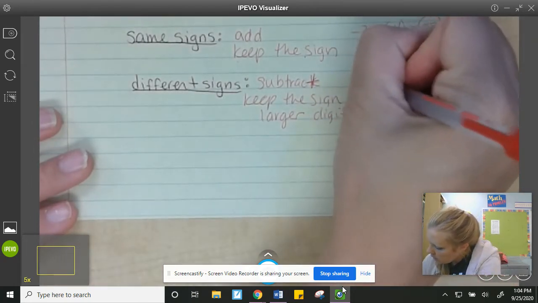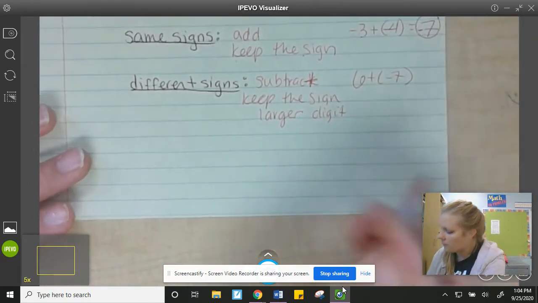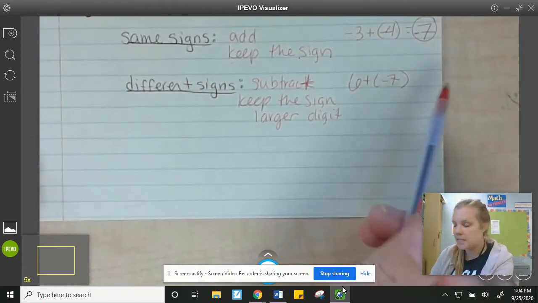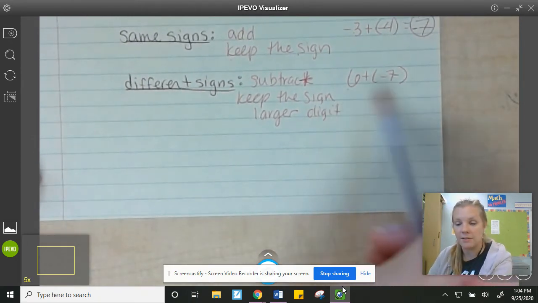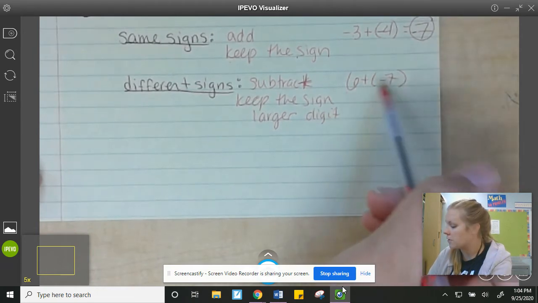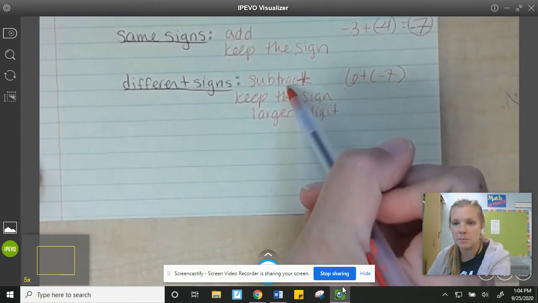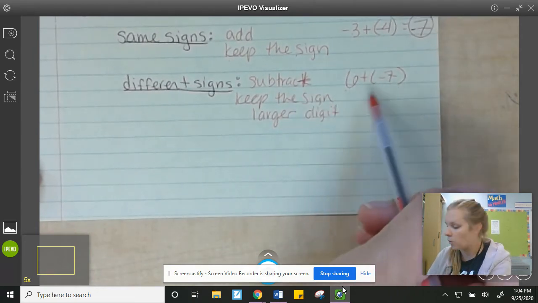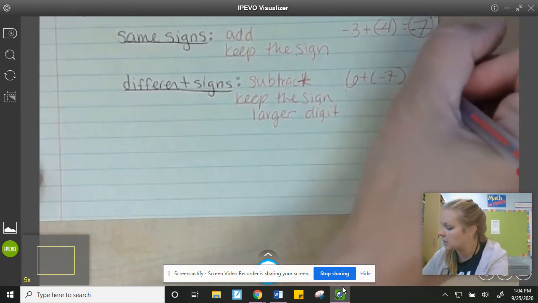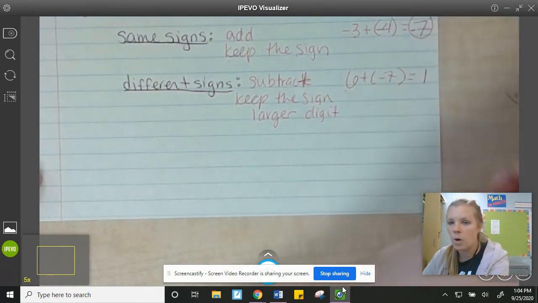If we do 6 plus -7, these signs are different. What I mean by different is one is positive and one is negative. They're not both the same thing. So they're different, which means I'm going to subtract the numbers. You can subtract it in either order. So I'm going to do 7 minus 6. 7 minus 6 is 1.